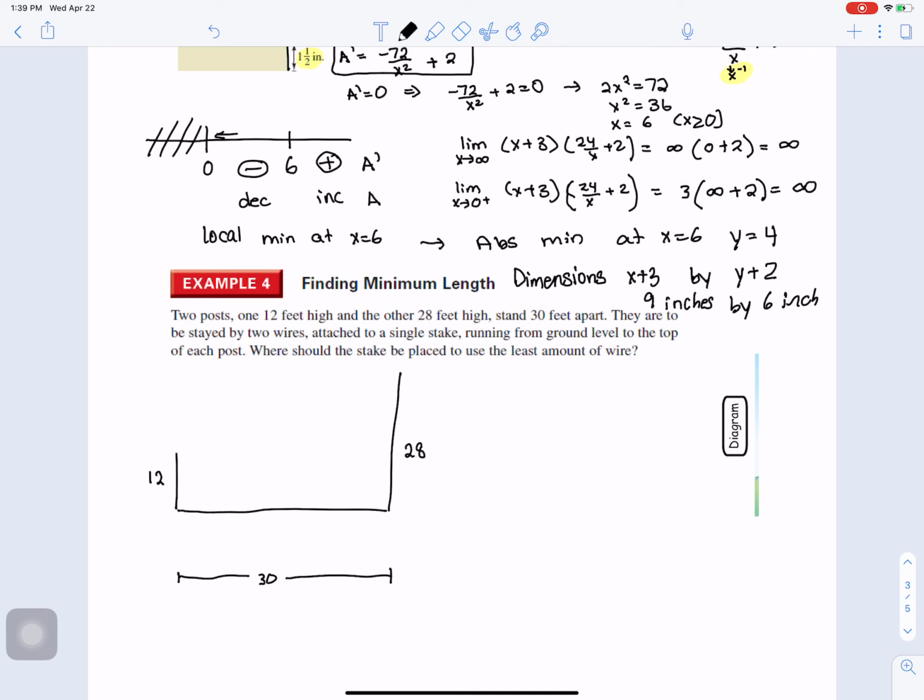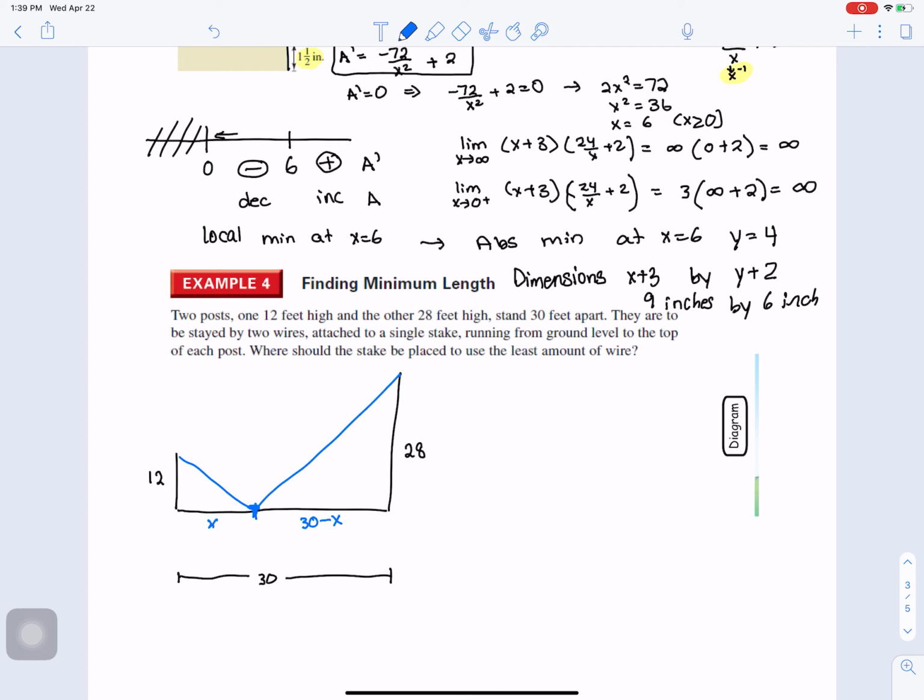They are to be stayed by 2 wires attached to a single stake running from ground level to the top of each post. So there's going to be a stake in the ground. Let's make that my stake in the ground. And the stake is going to have wires that attach here and here. And I want to know the positioning of where that stake should be in order to minimize the amount of blue wire I'm using. So the blue distance is what I'm trying to minimize.